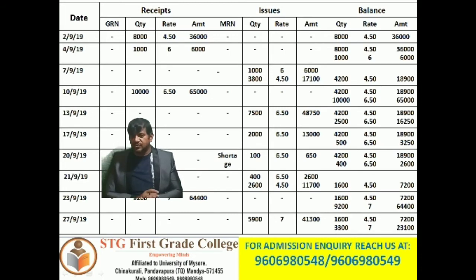So go to the issues column. MRN, write down shortage. If shortage is there, we have to write it down as a shortage. How many units? 100 units at rupees 6.50, because the recent issue price is 6 rupees 50 paise. So 650 rupees. The 4,200 is not changed, so it remains the same. 4,200 at rupees 4.50 each, 18,900 rupees.